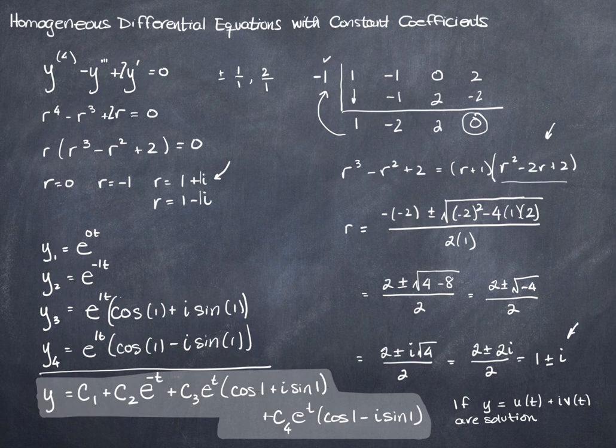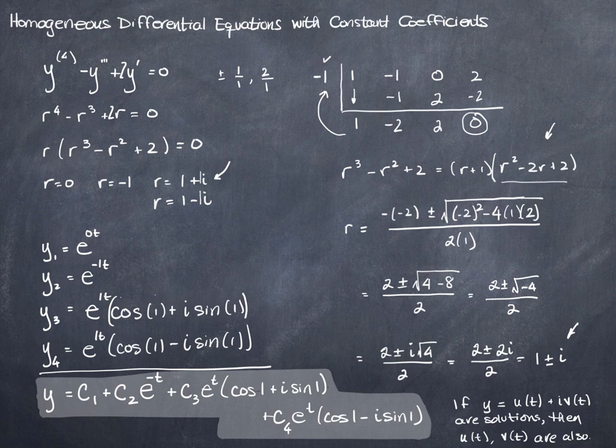If u of t plus i times v of t is a solution to that original differential equation, then just the function u of t and just the function v of t are also solutions. Oh, so I can't spell and talk at the same time. Also solutions.